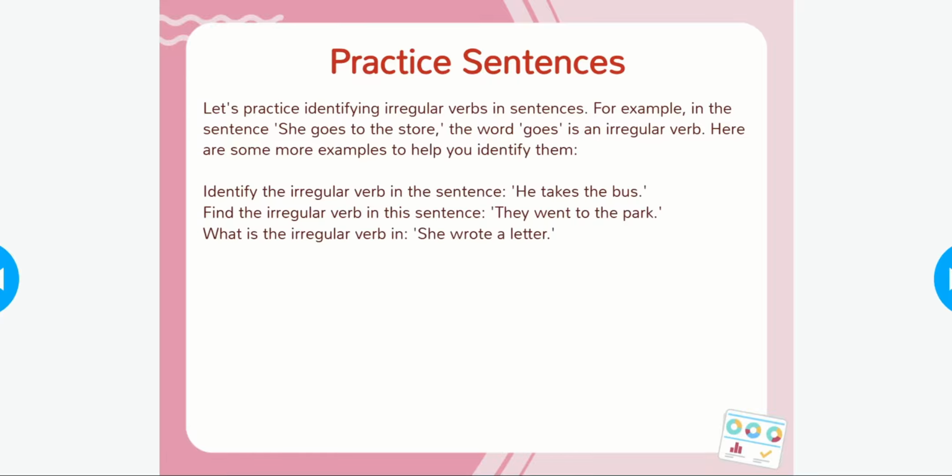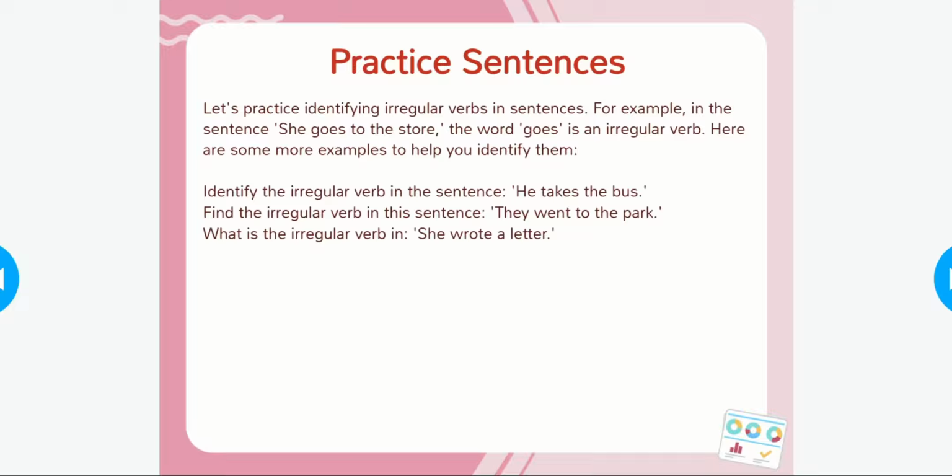Okay, let's practice identifying irregular verbs in sentences. So in this sentence, she goes to the store. The word goes is an irregular verb. So let's identify these irregular verbs in these sentences. He takes the bus. Takes, right? If we change that to the past, he took the bus.